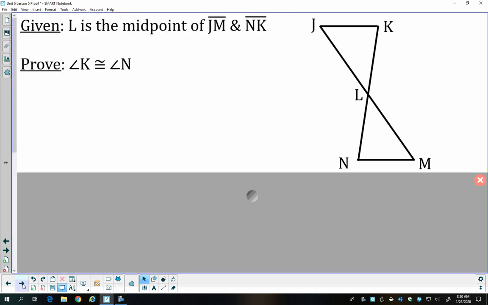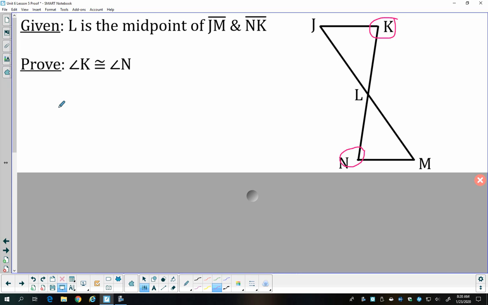And sometimes when you're trying to prove something, it's not always that the triangles are congruent. You want to maybe prove that pieces of them are congruent. So in this example, I want to show that angle K and angle N are congruent. So I might, as just a display to myself so I know where I'm heading, circle those angles. Now I have an idea of what it is I'm trying to prove. I want to show that those two angles are congruent.